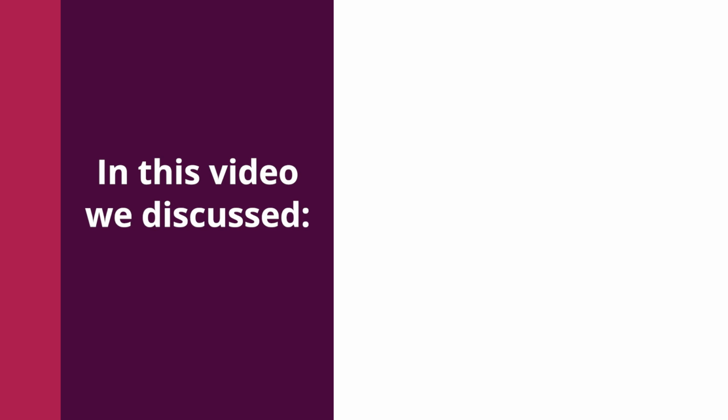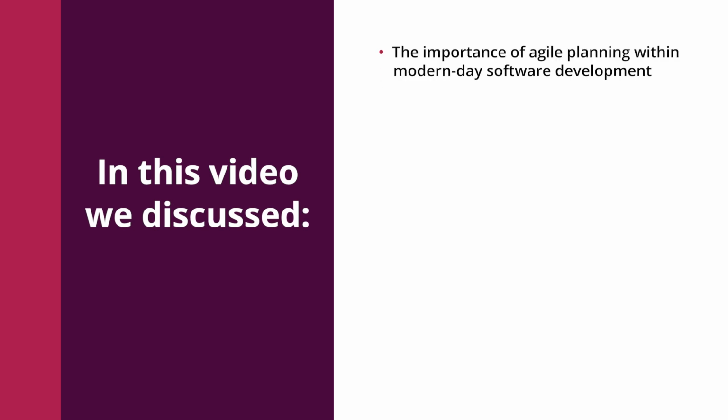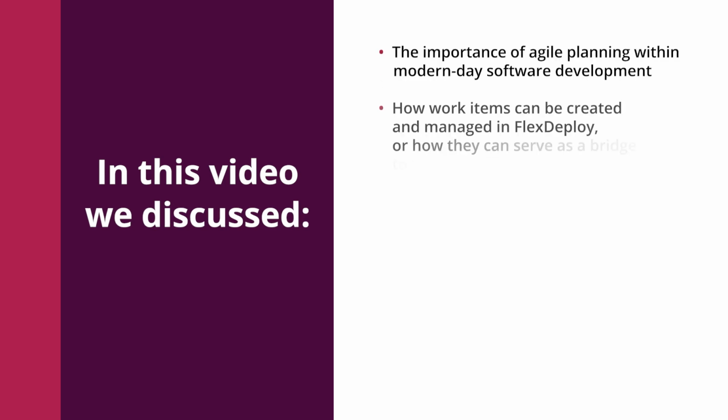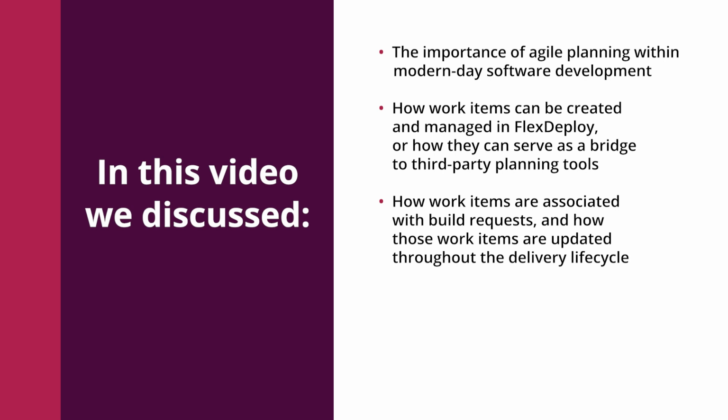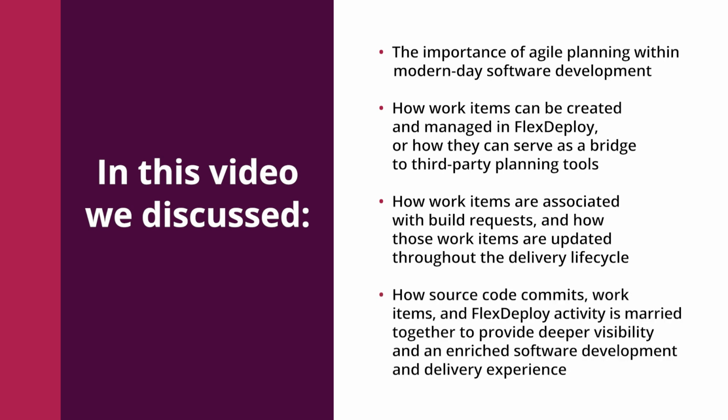In this video, we discussed the importance of agile planning within modern-day software development. We explored how work items can be created and managed in FlexDeploy, or how work items can serve as a bridge to third-party planning tools such as Jira or Azure DevOps boards. We discovered how work items are associated with build requests and how these work items are updated throughout the delivery lifecycle. And finally, we explored how source code commits, work items, and FlexDeploy activity is married together to provide deeper visibility and an enriched software development and delivery experience.